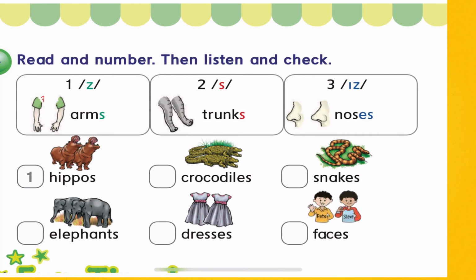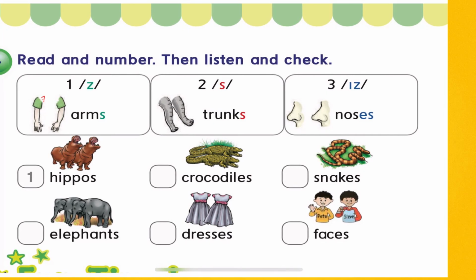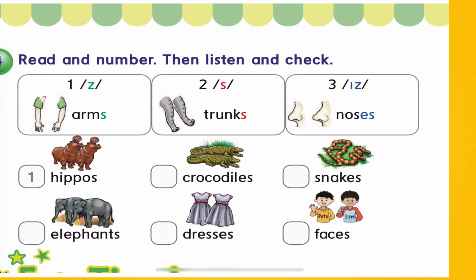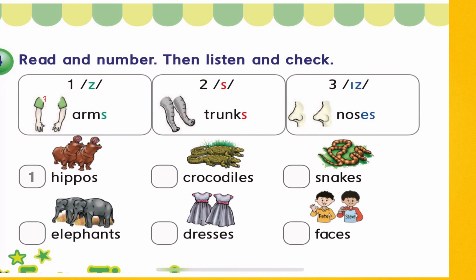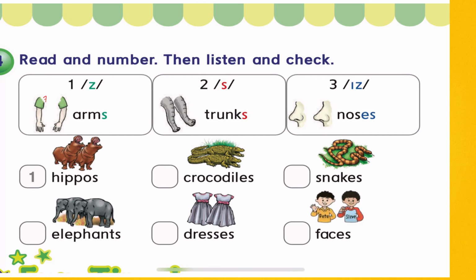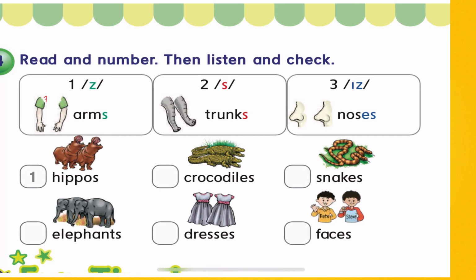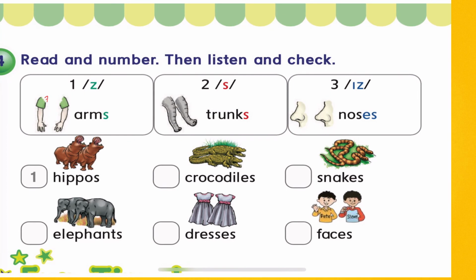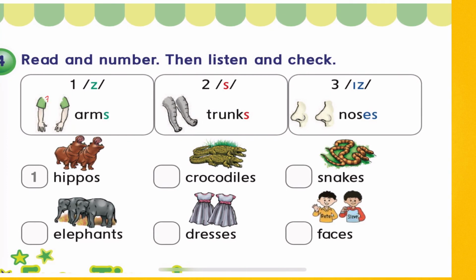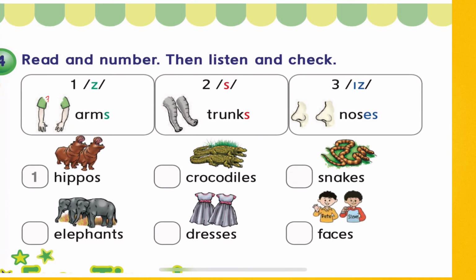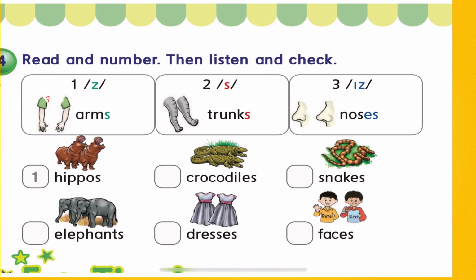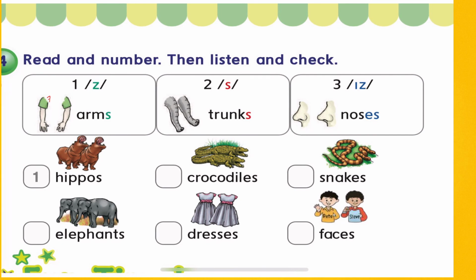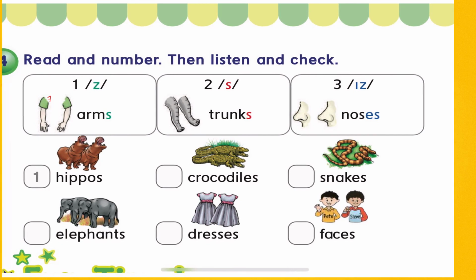So here we're talking about the S sounds. We have 3 sounds for the S. Z, like arms. Number 1, Z, arms. Number 2, S, trunks. Number 3, iz, like noses.